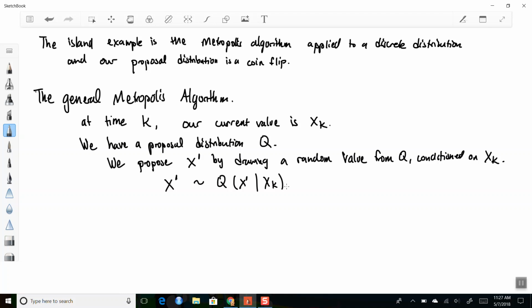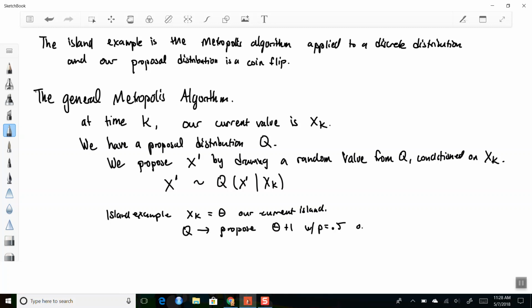Okay. So in the island example, x sub k would be equal to theta, our current island. And Q, basically, would either propose theta plus 1 with probability 0.5, or propose theta minus 1 with probability 0.5. So that's the proposal distribution there.